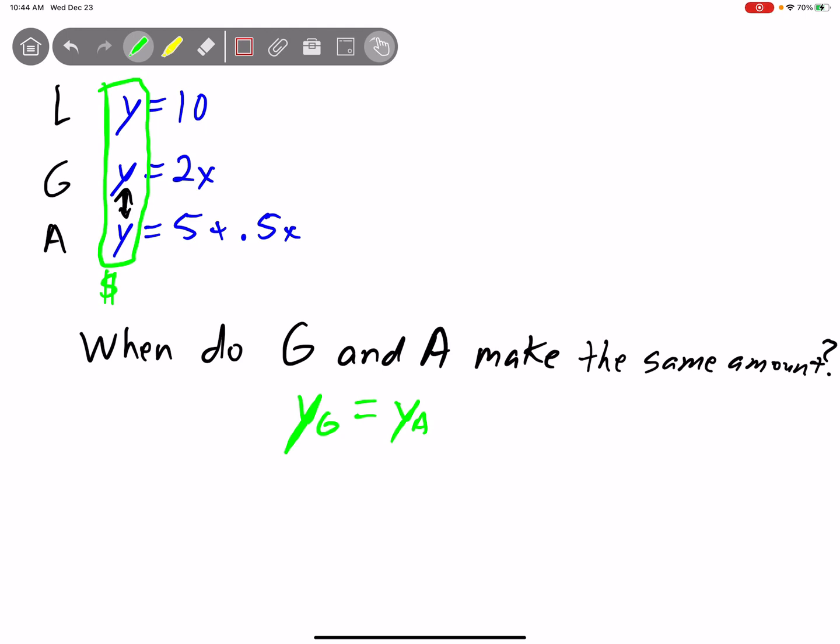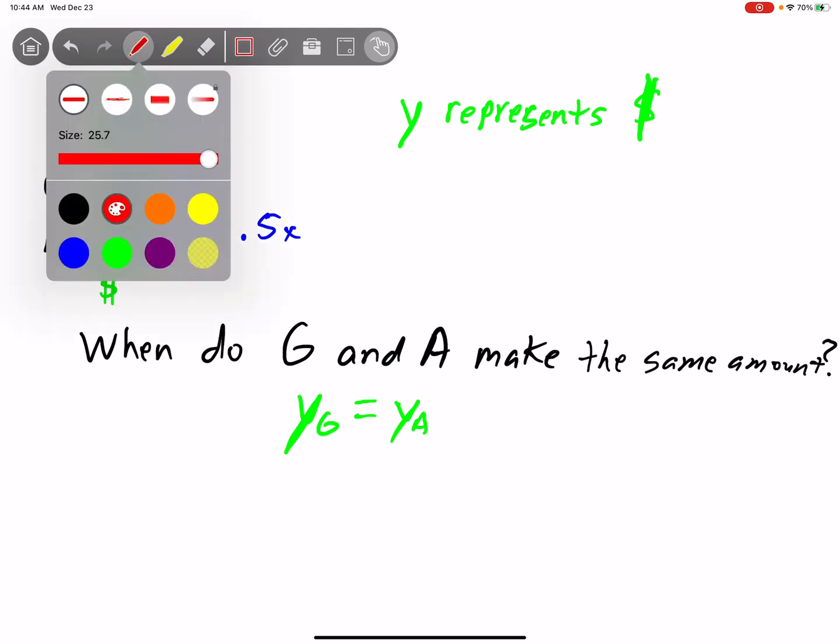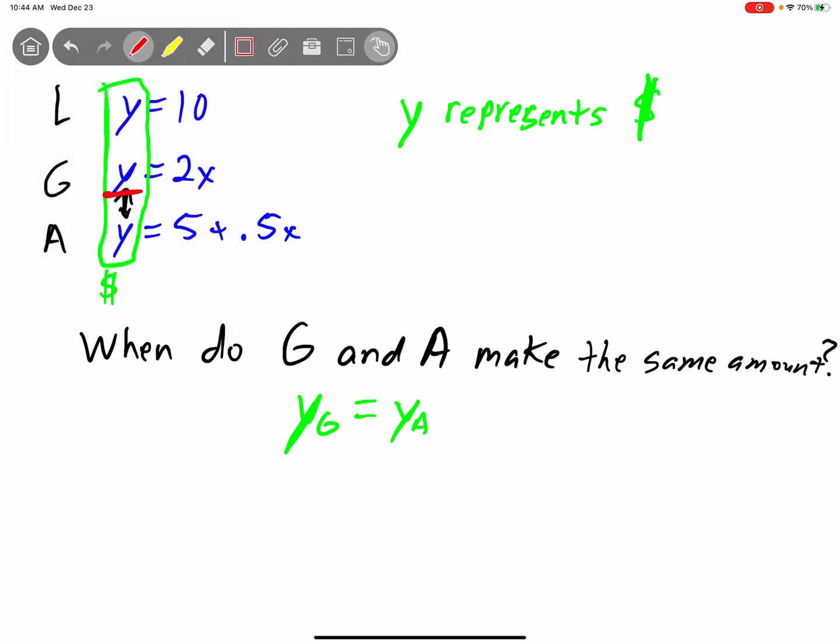So again, Gilberto and Alana have to make the same amount of money. Y represents money. I'm going to write that here again. Y represents money. So here it says the money is the same. Gilberto's money is equal to Alana's money. Well, I can't do anything with that, right? There's no numbers. However, I do know that Gilberto's Y, which is right here, is equal to 2x, meaning 2x is the same thing as Gilberto's Y.